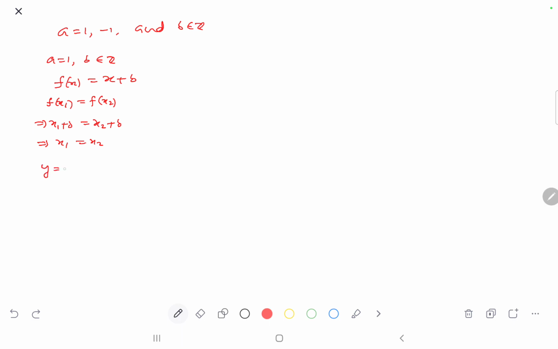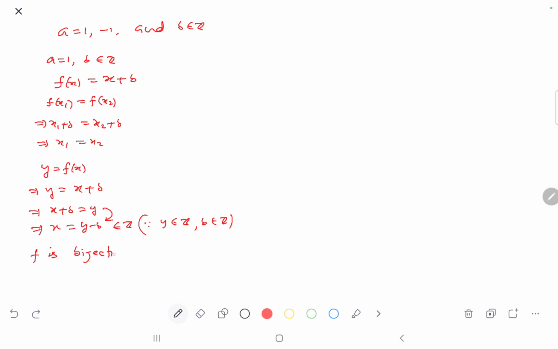Surjectivity: y equals f(x). Then y equals x plus b. We have to solve for x. So x plus b equals y, so we get x equals y minus b. There is no restriction for doing this step. This is an integer since y and b are integers. So f is surjective, hence bijective. Similarly, if you take the condition a equals minus 1 and b an integer, you can prove it is bijective.